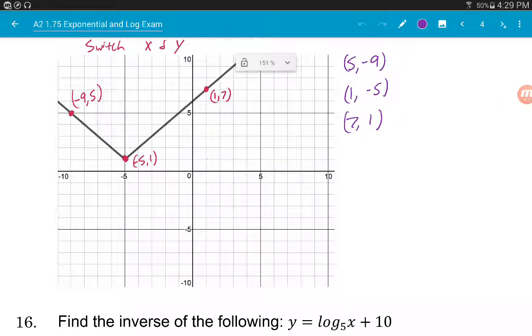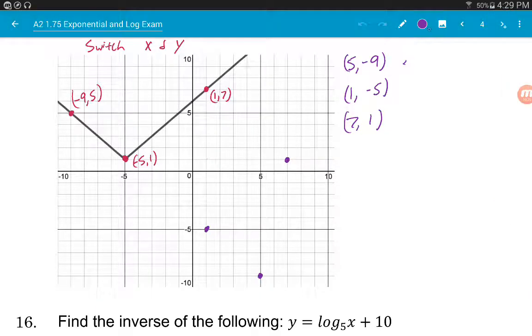Now let me graph those points. 5 over, 9 down. That's one point. 1 over, 5 down. That's my second point. And 7 over, 1 up. And it's going to go right here.